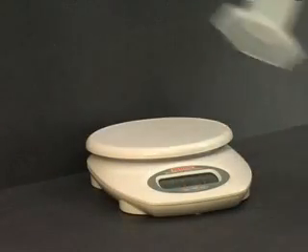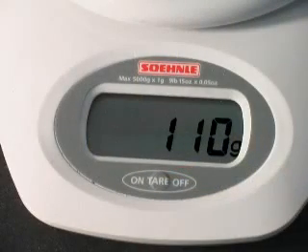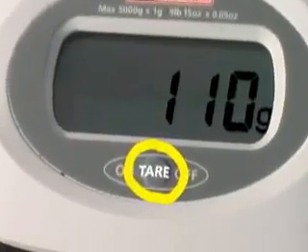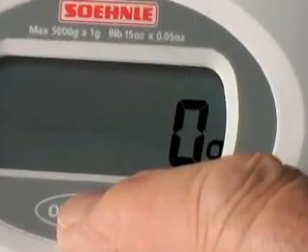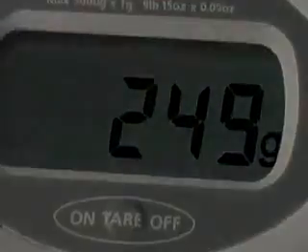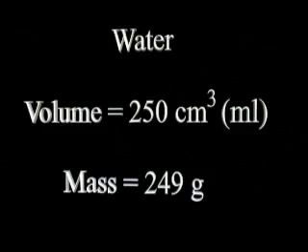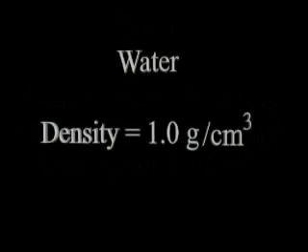Sit the empty cylinder on the scale. The mass of the cylinder is displayed as 110 grams. Press tare, and the mass of the cylinder is subtracted. I can now remove the cylinder, fill it with water to the 250 milliliter mark, and sit it back on the scale. We have 249 grams of water. Doing the math, we divide mass by volume, and rounding the answer to 1 decimal place, we determine the density of water to be 1 gram per cubic centimeter.